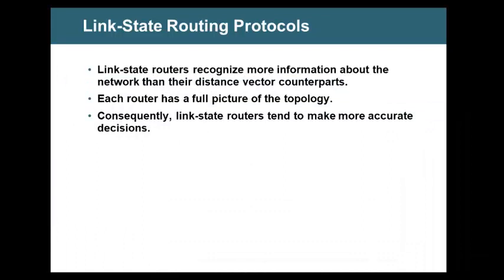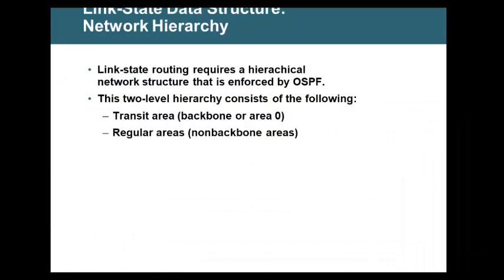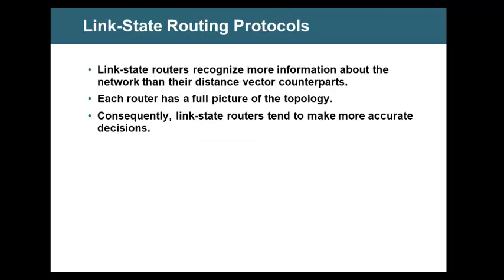Whereas in EIGRP, when there is no feasible successor, the queries are sent because there are chances that alternate paths may be there. Whereas in OSPF, not at all possible. If there is no alternate path in the database, it is 100% guaranteed that there is no alternate path. They don't exist.